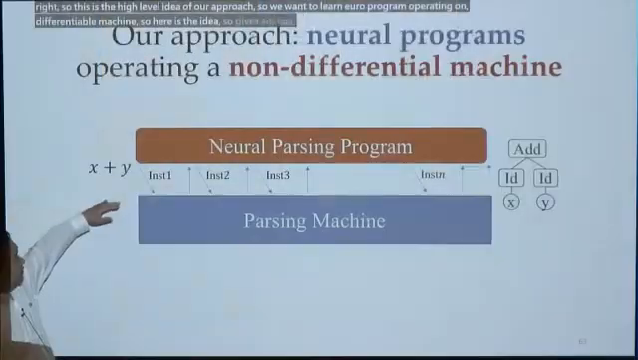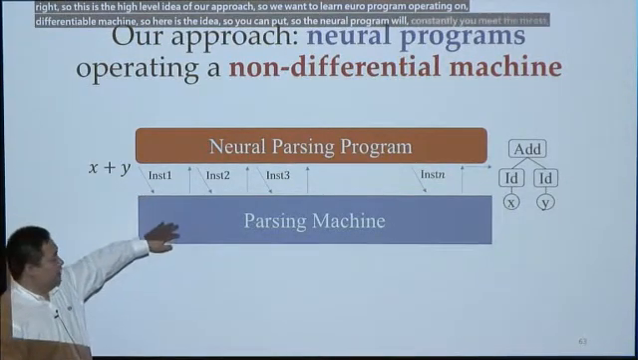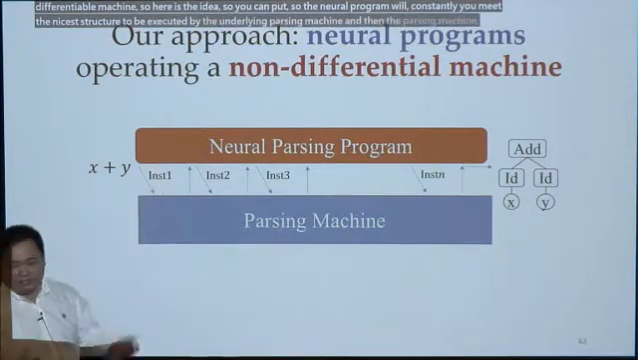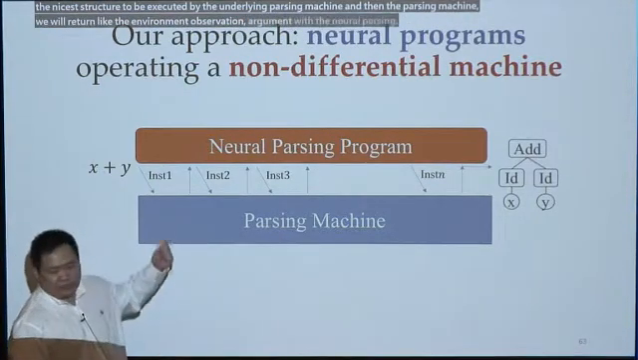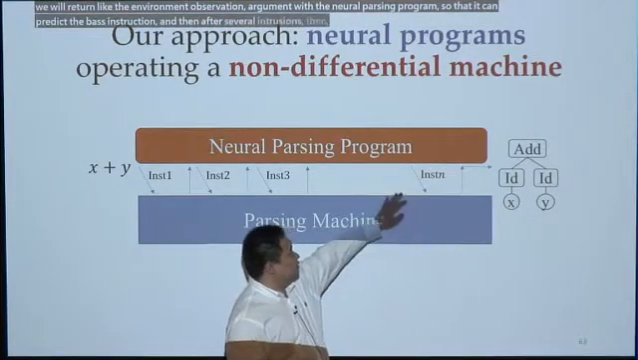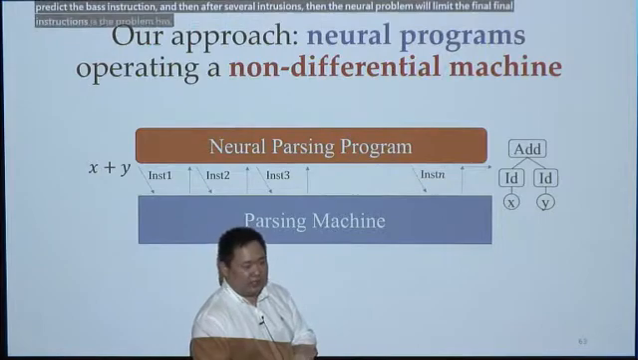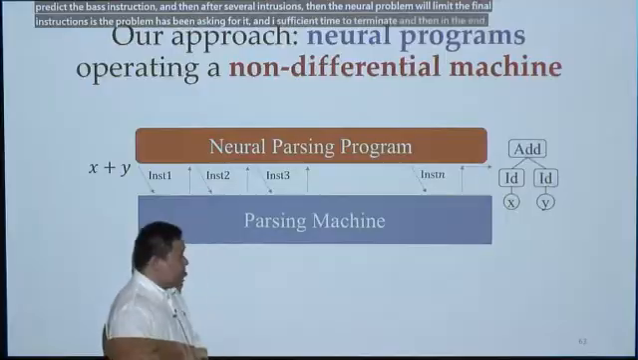So given an input, the neural program will constantly emit the next instruction to be executed by the underlying parsing machine. And then the parsing machine will return the environment observation or argument to the neural parsing program so that it can predict the next instruction. After several iterations, the neural program will emit the final instruction. That means the program has been executed and the execution can be terminated. And then in the end, the prediction, the output should be emitted by the parsing machine directly.